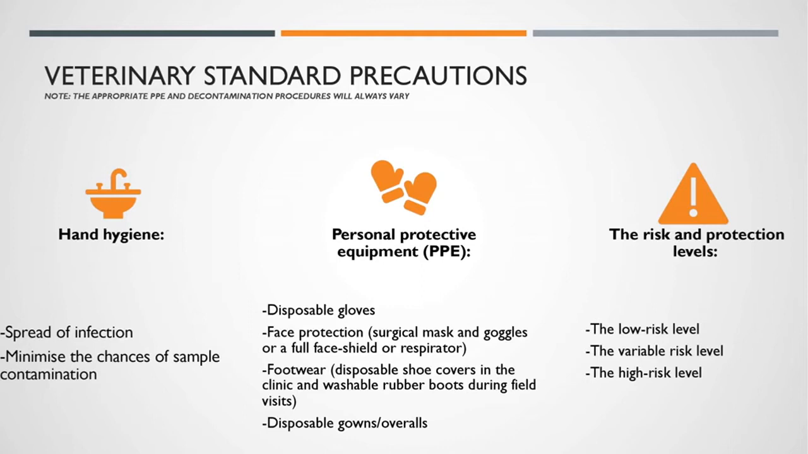The risk and protection levels determine the appropriate PPE and decontamination procedures. The low risk level involves minimal exposure to infectious materials, therefore only requires personal hygiene measures, overalls, and boots. The variable risk level involves potential exposure to infectious materials, which require appropriate PPE and decontamination, and may require the use of overalls, boots, and disposable gloves. The high risk level involves potential exposure to infectious materials of a dangerous zoonotic disease. Hence, we require a higher level of PPE and decontamination.